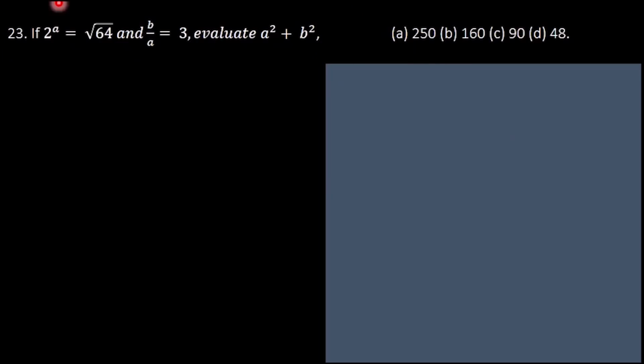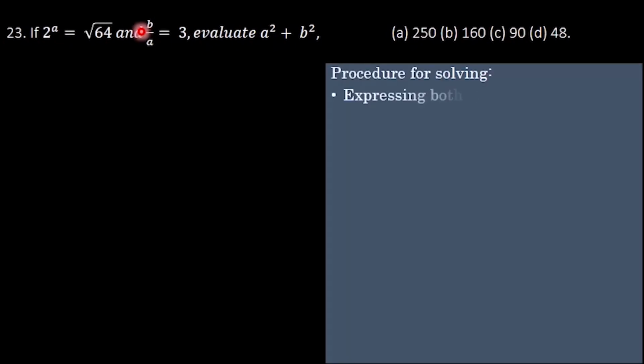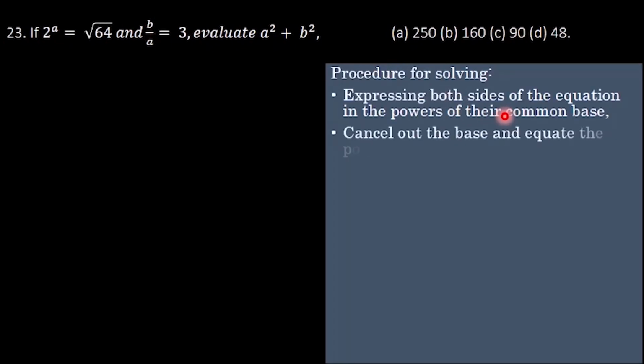Question 23. If 2 raised to power a equals root 64 and b over a equals 3, evaluate a square plus b square. Procedure for solving: express both sides of the equation in the powers of their common base.